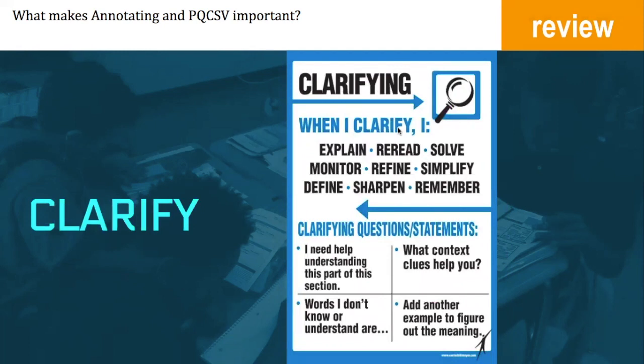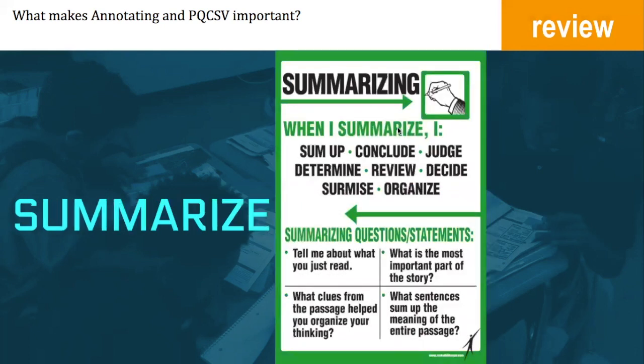Clarifying is when you are explaining or rereading, monitoring yourself for understanding, right? Clarifying goes really well with paraphrasing, because paraphrasing is when you take a word, a sentence, or a phrase and you turn it into your own words. When you are putting something in your own words, you are clarifying what that statement is saying for yourself. Next, we have summarize.